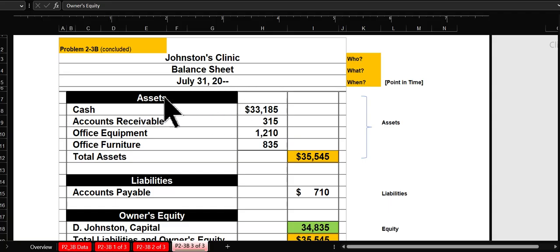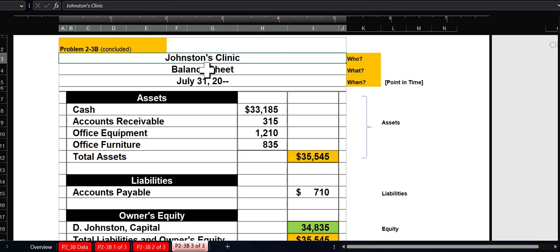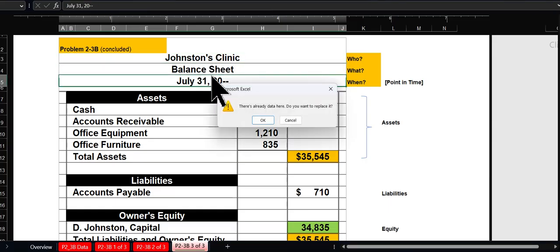What did the business own? Assets. What did the business owe? Liabilities. And what is the claim that the owner has on the business? Those are the three main things that will be entered in a balance sheet. Again, like the other reports, the who, the what, and the when. So we have the name of the business, the name of the report, and the date.